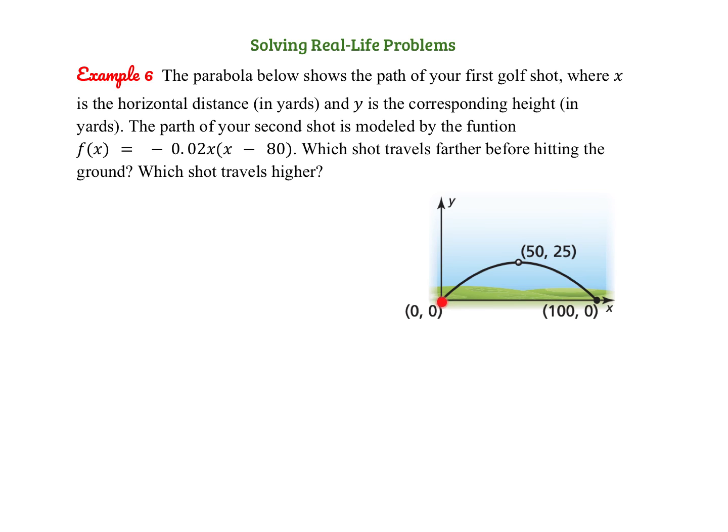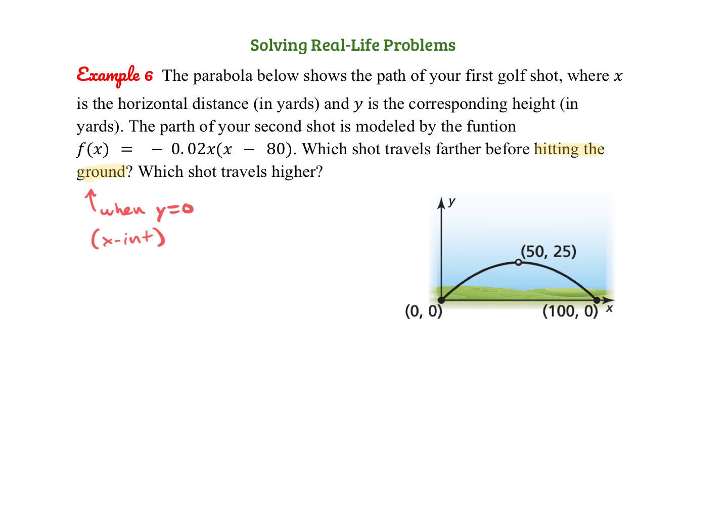So if we want to figure out which shot travels farther before hitting the ground, we want to compare those x-intercepts. So here at (0, 0), we're assuming that's where the ball starts. So you can see that this ball travels horizontally 100 yards before hitting the ground. And please note that when it says hitting the ground, we should interpret this to mean when y equals 0, which is another way of asking for an x-intercept. So to compare with our other function, we're going to want to figure out what the x-intercepts are here.